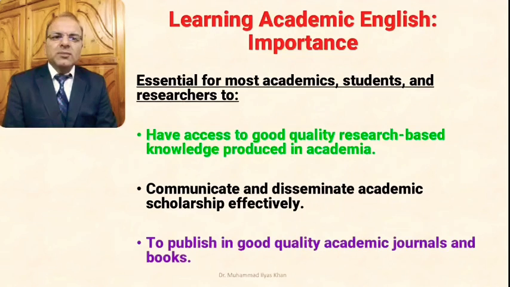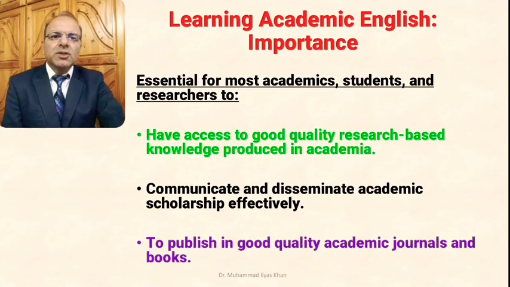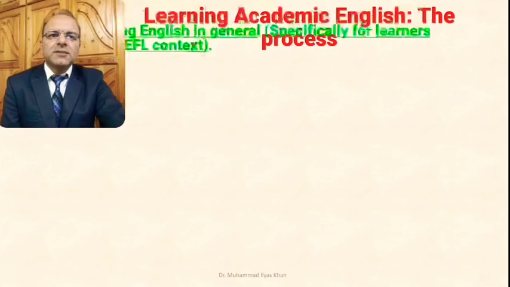Thirdly, if as researchers we want to publish in good quality academic journals or to publish our books or other research studies with good publishers, with quality publishers, we need to have access to academic English, or in other words, we need to learn academic English.